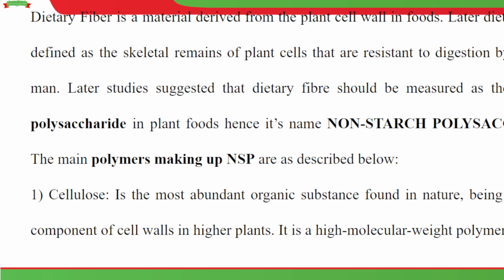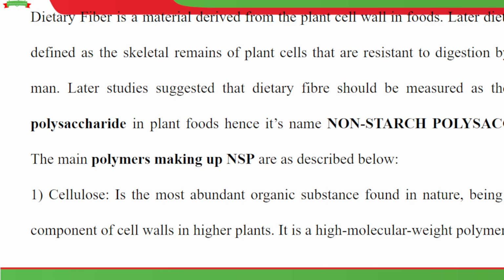Though it is said it comes out as waste, we'll later get to understand how important it is, especially when it reaches the colon, in terms of softening your stool. But later studies have suggested that dietary fiber should actually be measured as the non-starch polysaccharides, hence the second name, non-starch polysaccharides. And the main polymers making up the non-starch polysaccharides, polymers being complex molecules formed from smaller units, are described below.